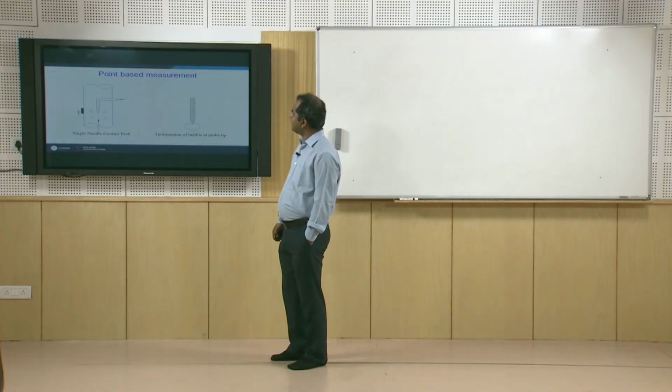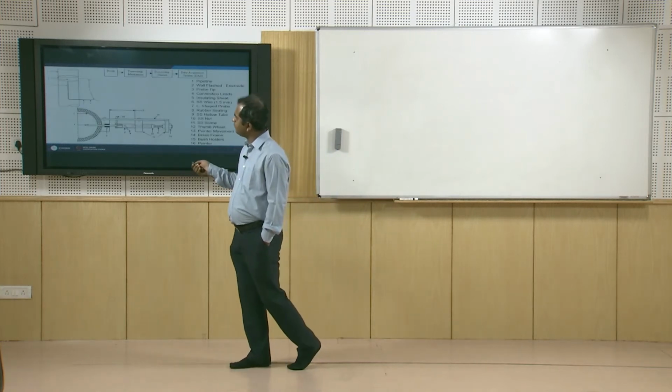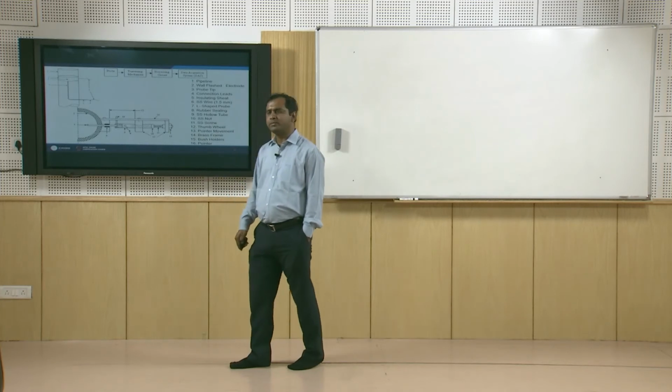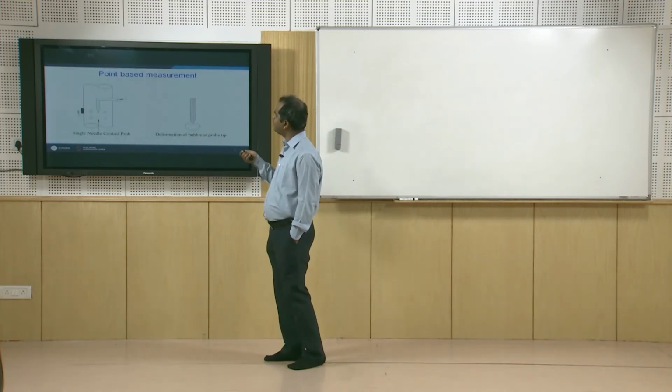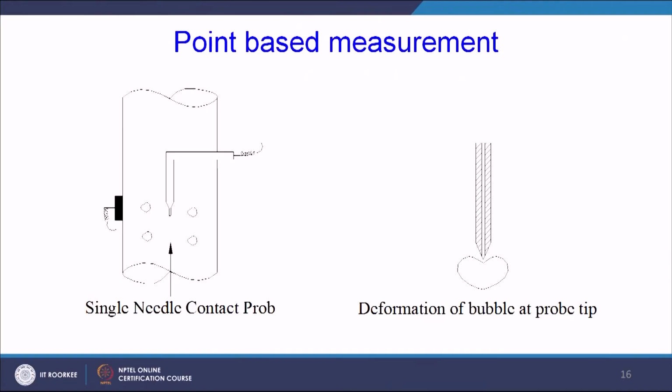Next, let us see this technique. Whatever I have told you, we will have a central probe. This central probe always gives you a point based measurement. Why point based measurement? Because it senses the flow of two phase at a single point. So, this is a single point which is actually bare. Apart from that, on this side we will have electrical insulation. As it is a point based measurement, it will also involve some sort of deformation of the bubble.